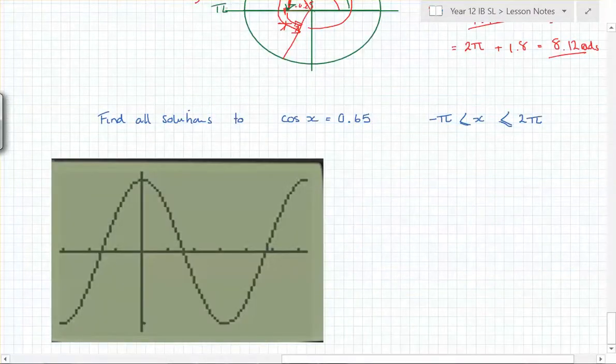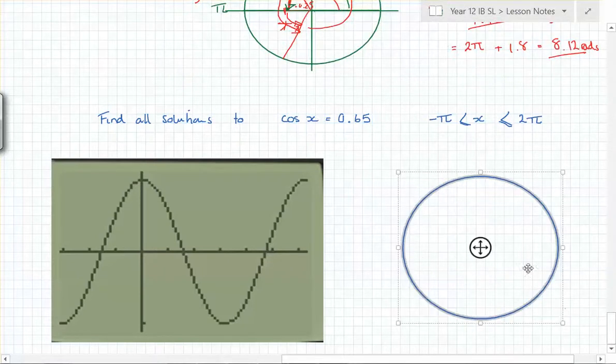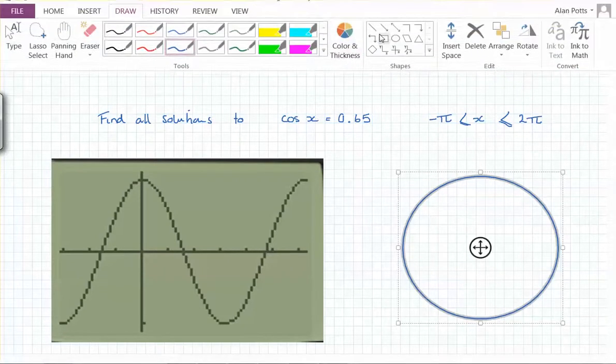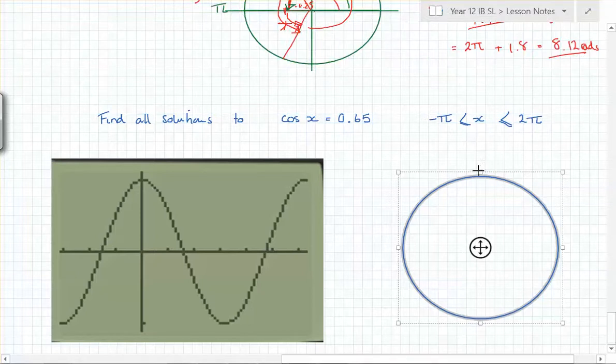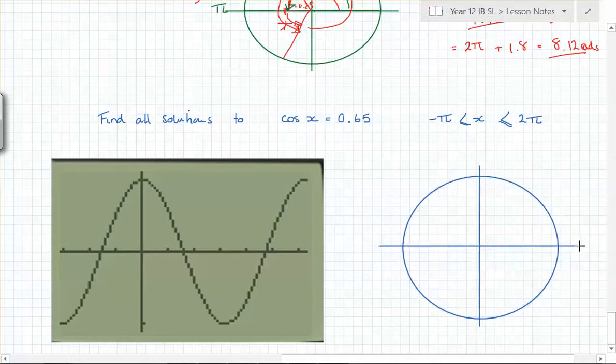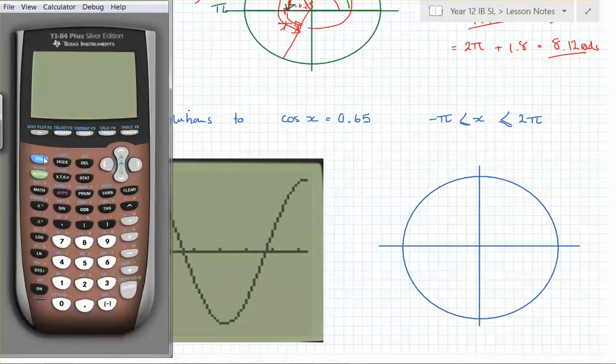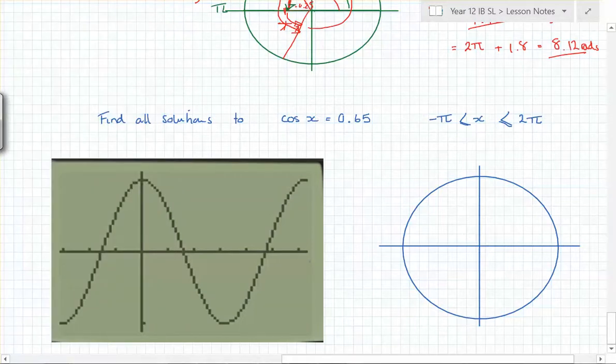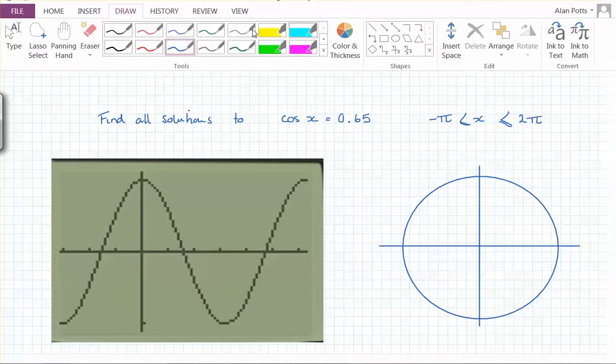Okay guys, let's have a quick look. I'm hoping that you'll have done these. Right. So first of all, what I've done is this is a screenshot from my calculator so I can use it. That's all that is. So you can sketch yours in an example. First of all, we've got cos of x is 0.65.